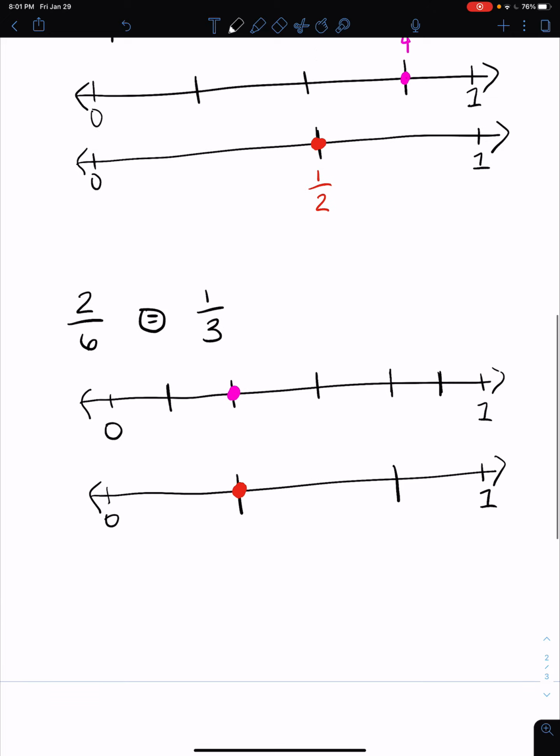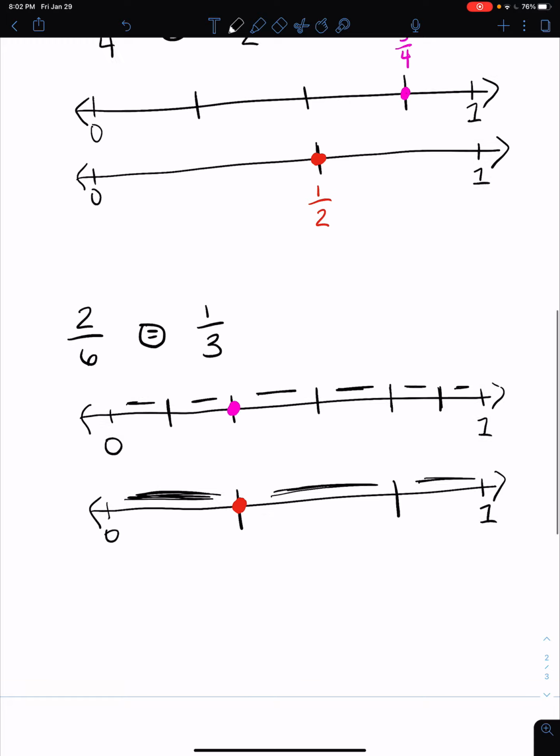And again, just looking at this spacing, the spacing for your thirds is going to be a little bit larger than your spacing for the sixths, because remember, again, as our denominator gets bigger, that space between our pieces is going to get smaller, or the space between these tick marks in our number line is going to get smaller.